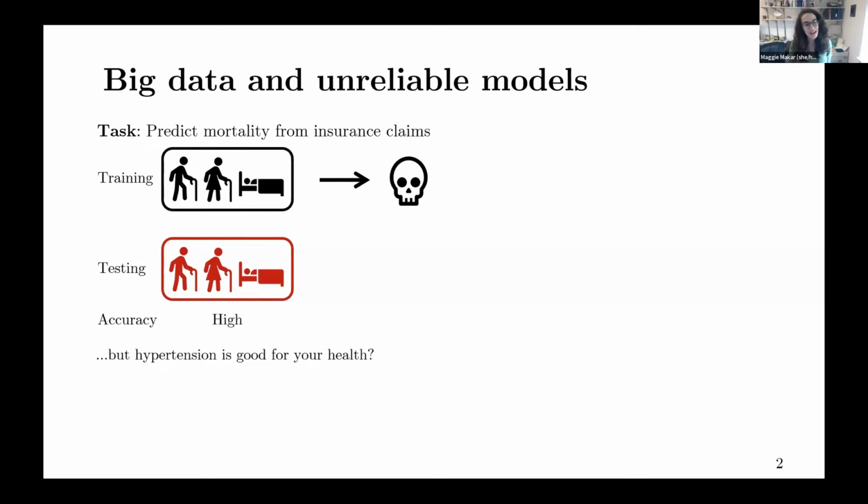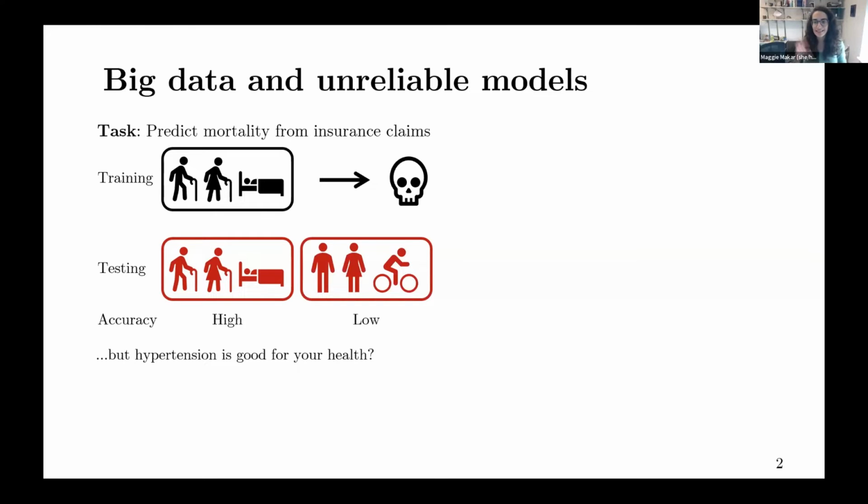But then came time for us to apply our model to a slightly different distribution. This time it wasn't a Medicare distribution. So Medicare is for older adults in the US. This time we were applying it to a younger, less sick population. And once I did that, immediately the accuracy of my model deteriorated. So what was happening here?